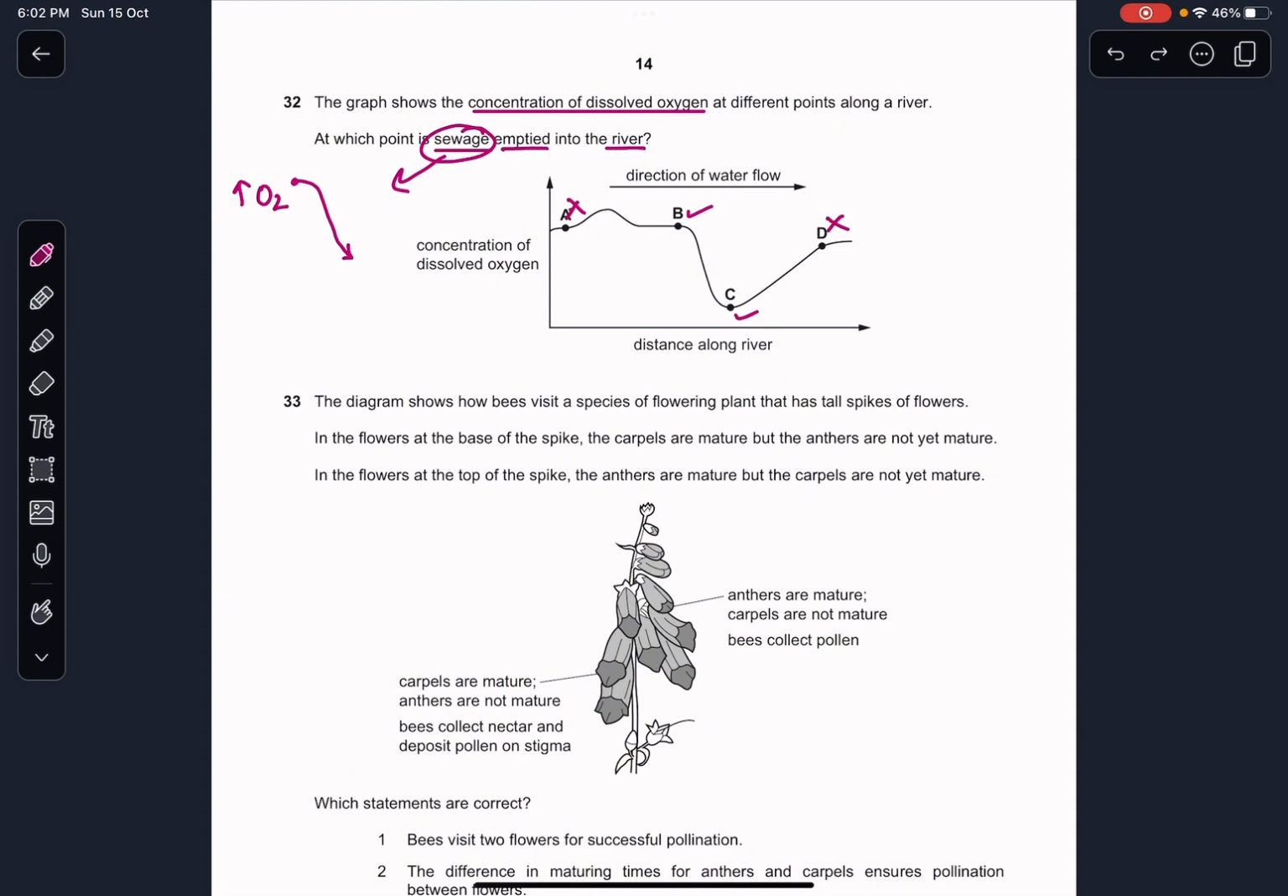So the answer is not going to be C, because this is the point where all of the sewage has now been dumped into the water and it is now flowing in the water. B is going to be the point where the sewage has been dumped into it, because after this the oxygen within the river is decreasing. So essentially this is going to be the point where it is being dumped.